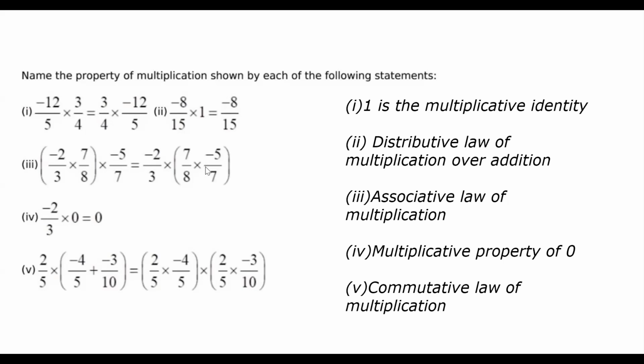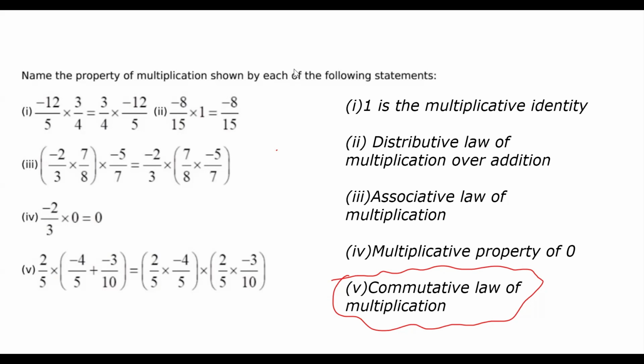So from here you can see that this is actually written as A multiplied by B is the same as B multiplied by A. That means it's the commutative law of multiplication, also known as the order property. Now we have done the first one. Let's see the second one.